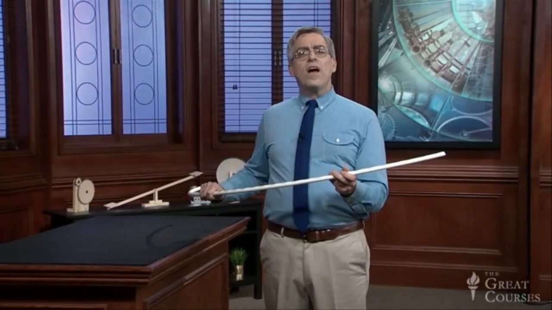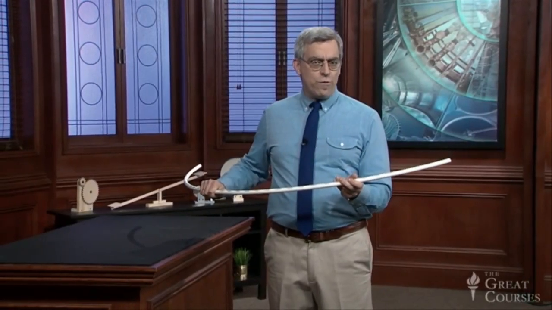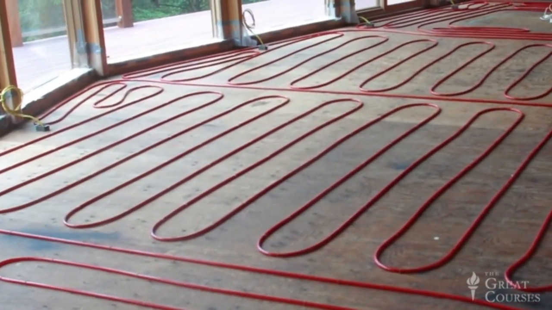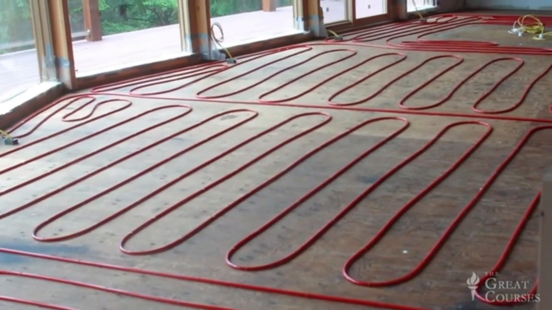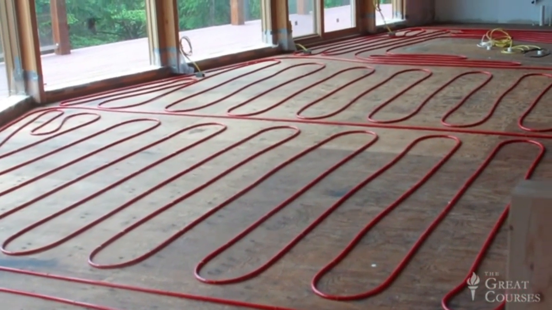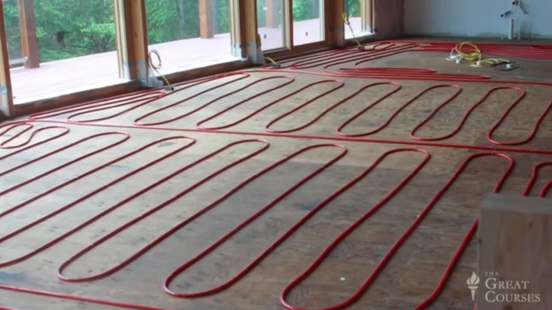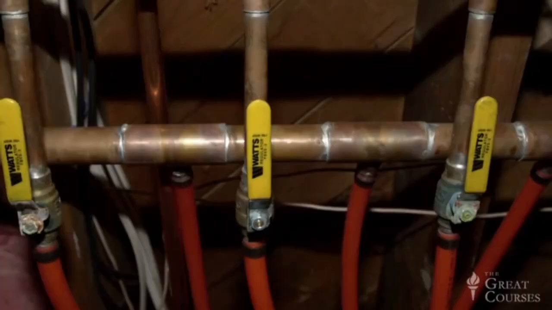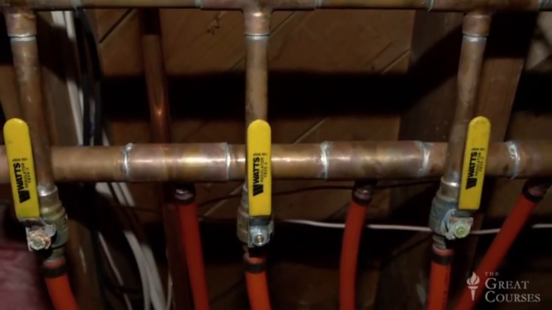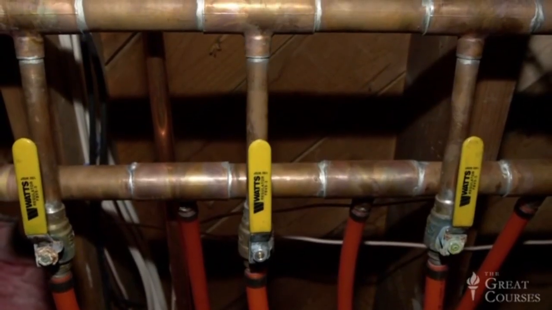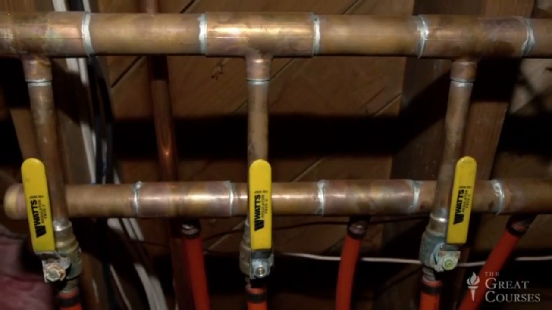Today's hydronic radiant floor systems are constructed by embedding polyethylene tubing, like this stuff, within a concrete slab or within the wooden floor framing. Here's a typical installation, with tightly spaced loops of tubing distributed over the entire floor area prior to being encased in concrete. The tubing is connected to the boiler through a manifold like this one. In operation, moderately hot water from the boiler is pumped through the tubing, heating the entire floor slab by conduction.